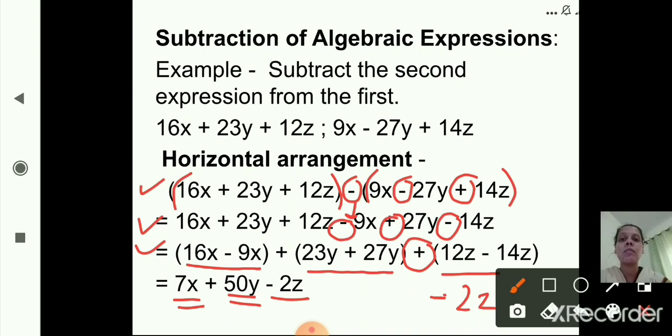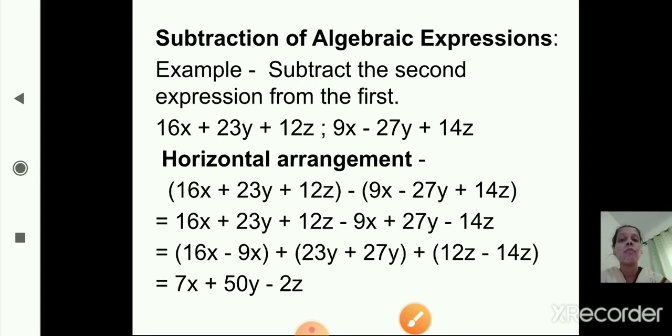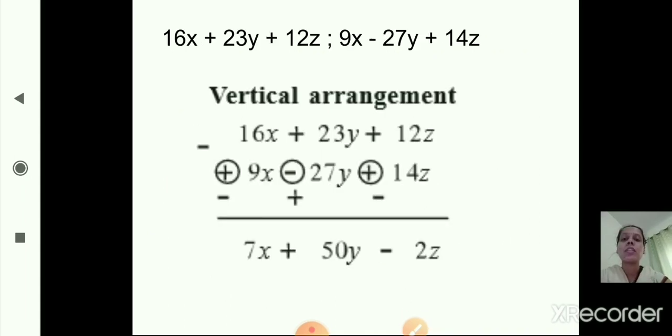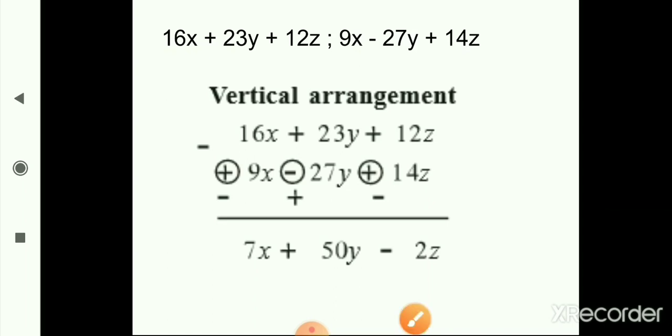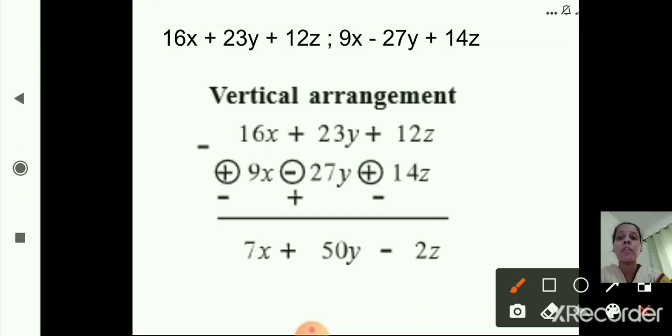Now we'll start with the same sum. This same example we will solve now in vertical arrangement. Okay, now this is the vertical arrangement. So first we will arrange the algebraic expressions vertically. What is the first expression? As you can see here, the first expression is 16x plus 23y plus 12z. Below that we will write the second algebraic expression, that is 9x minus 27y plus 14z.